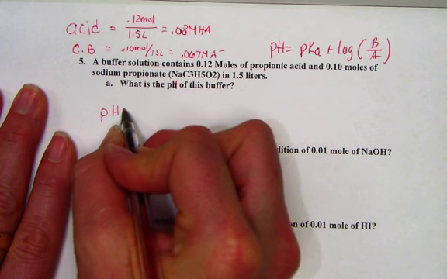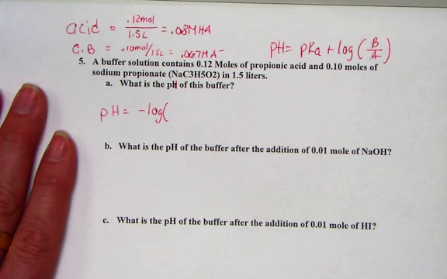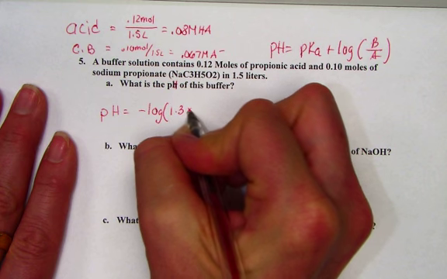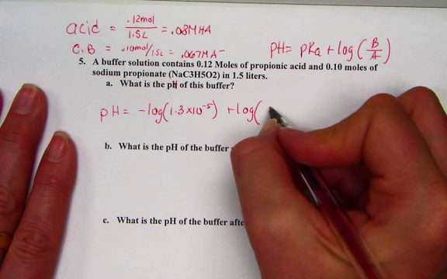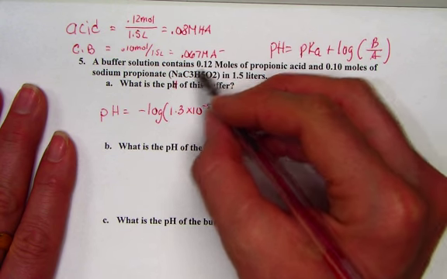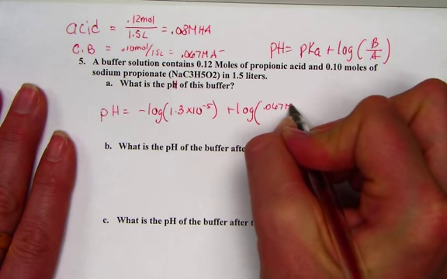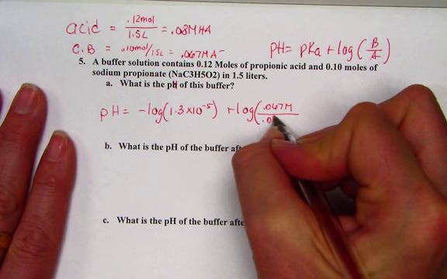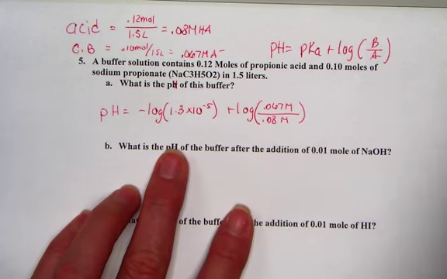To calculate pH, we need pKa. Let me use my Appendix D to find propionic acid, listed in the P's. Ka is 1.3 times 10 to the negative fifth, plus the log of the ratio of base over acid. The base is coming from the conjugate base here, sodium propionate, 0.067 molar units, divided by the concentration of our acid, 0.08 molar units, base over acid.